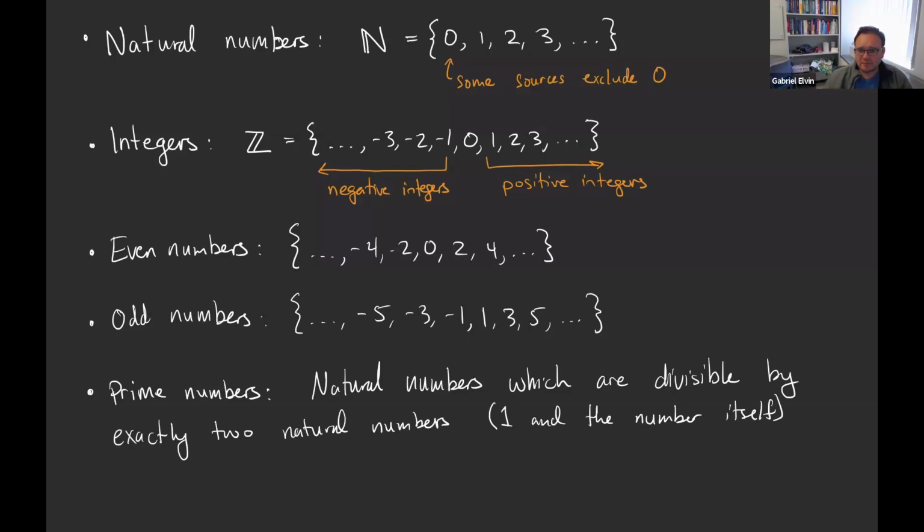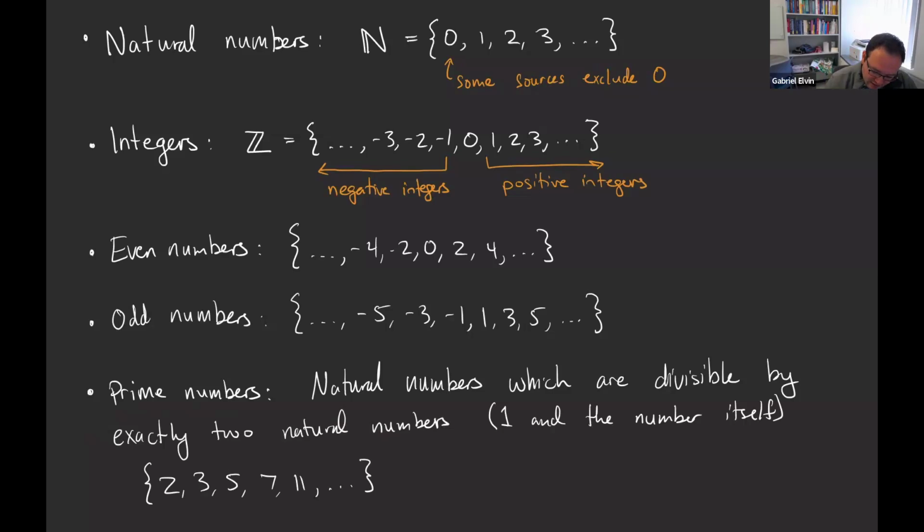And so, I say exactly two divisors because 1 is not a prime. 1 is divisible by 1 and itself, but 1 is itself. So it only has really one divisor, not two. But primes are 2, 3, 5, 7, 11, and so on. And a very famous theorem does say that there are infinitely many of these as well, proved by Euclid a long, long time ago.